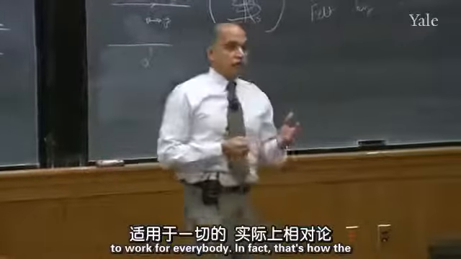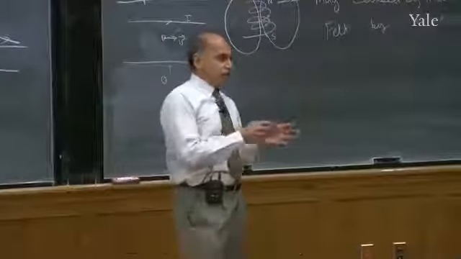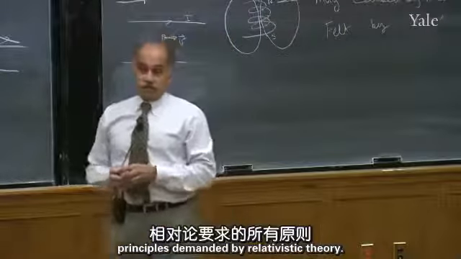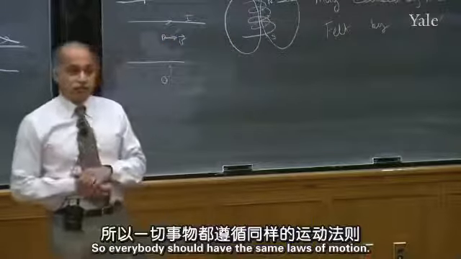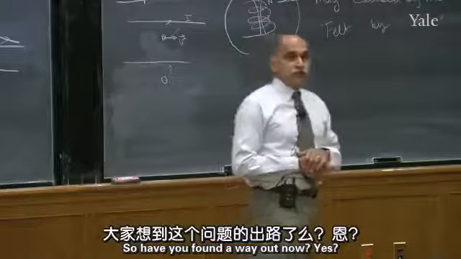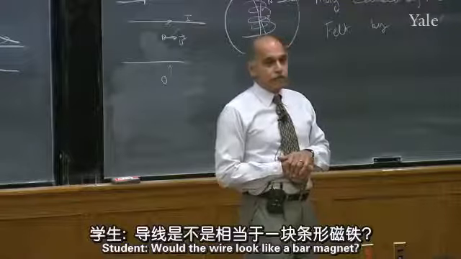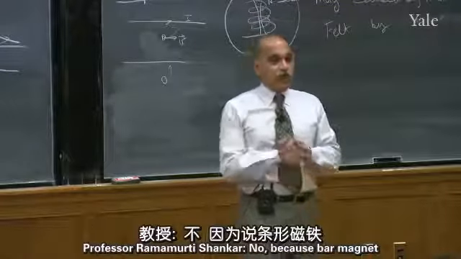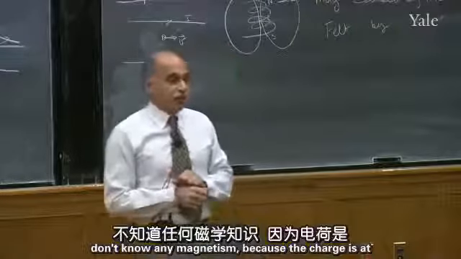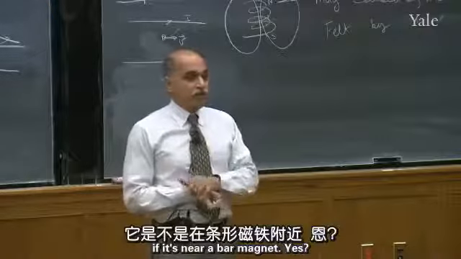In fact, even though electromagnetism was discovered before relativity, it obeys all the principles demanded by relativistic theory. So everybody should have the same laws of motion. So have you found a way out now? Yes? Would the wire look like a bar magnet? No. Because bar magnet means you're going to magnetism, right? So let's say I don't know any magnetism because the charge is at rest. A charge at rest doesn't care if it's near a bar magnet.